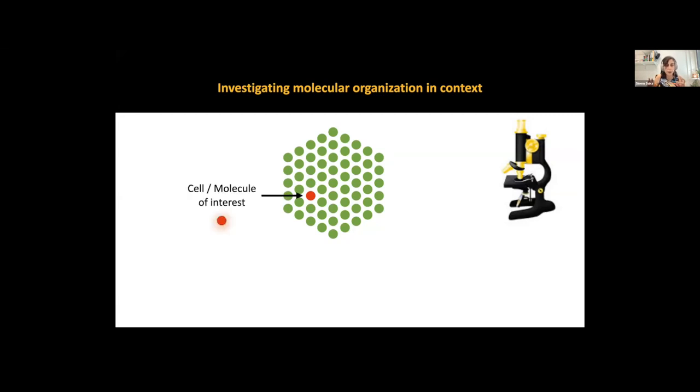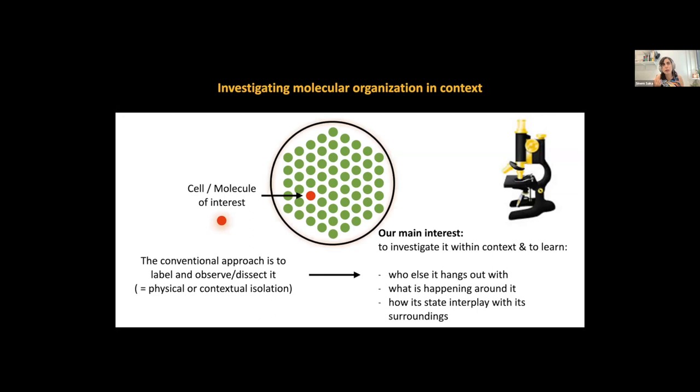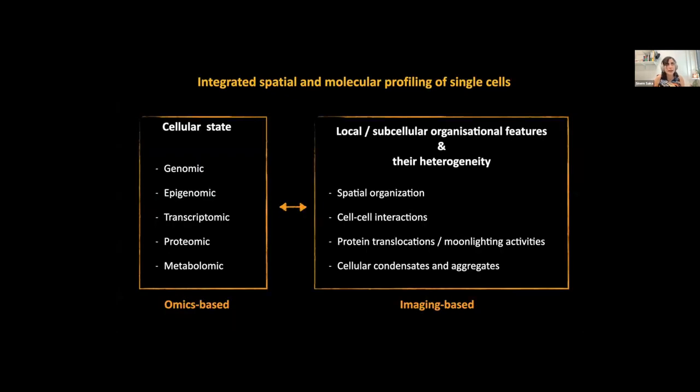So as opposed to focusing on just one cell or molecule of interest and labeling and observing it in physical or contextual isolation, we want to really make use of imaging so that we can investigate it within context and learn who else it hangs out with, what's happening around, and how its state interplays with its surroundings. So with that type of mindset, we are really broadly interested in connecting these local subcellular organizational features and how their heterogeneity impacts the cellular state.